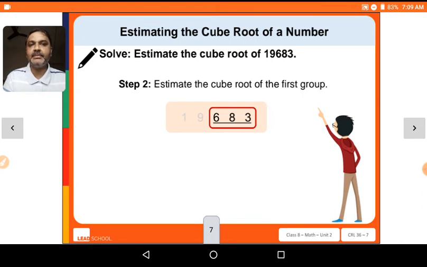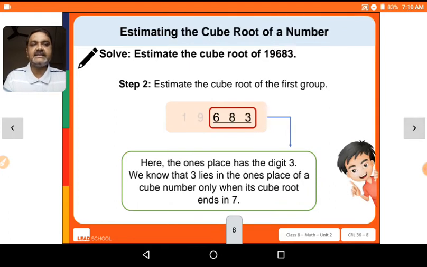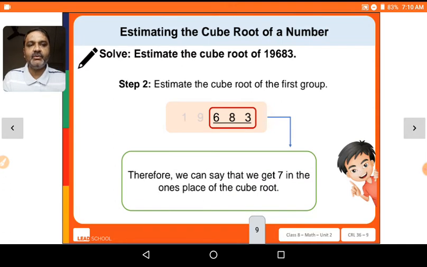We are now estimating the first group, 683. Here the ones place has the digit 3. We know that 3 lies in the ones place of a cube number only when its cube root ends in 7. This is a rule we have already learned. Therefore we can say that we get 7 in the ones place of the cube root.